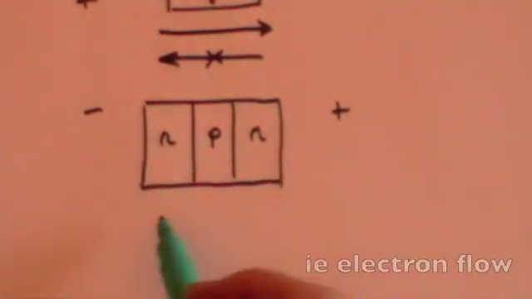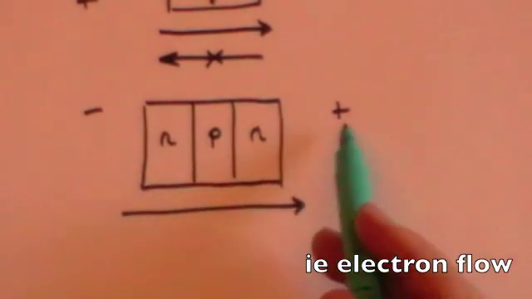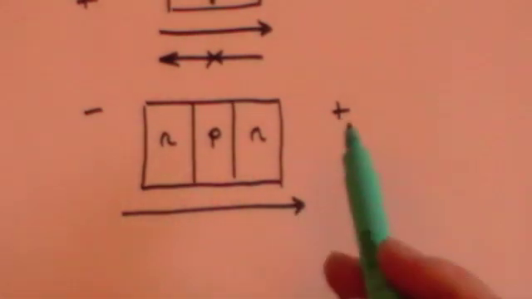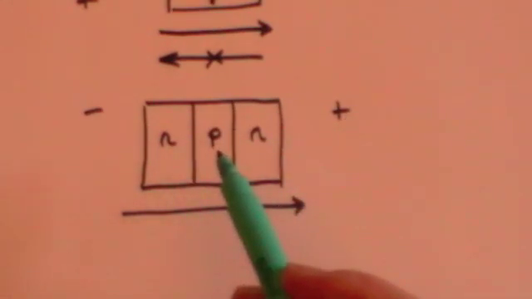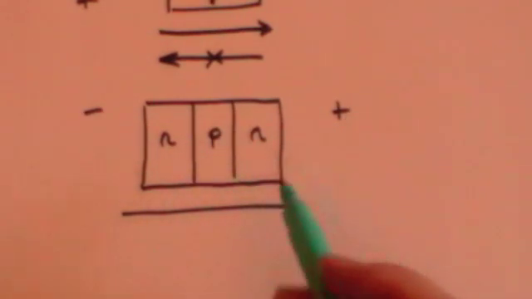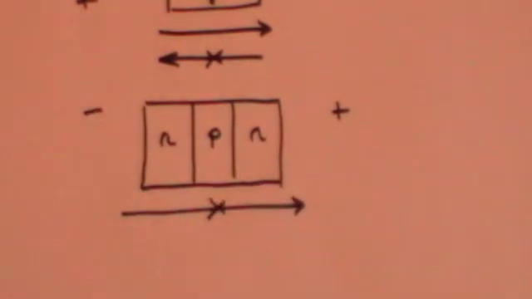So since you want the current to flow in this direction, in other words, you want the electrons, rather. The electrons are going to flow towards the positive charge. They will flow from N to P, fine, but they won't flow from P to N. So that's not going to work.